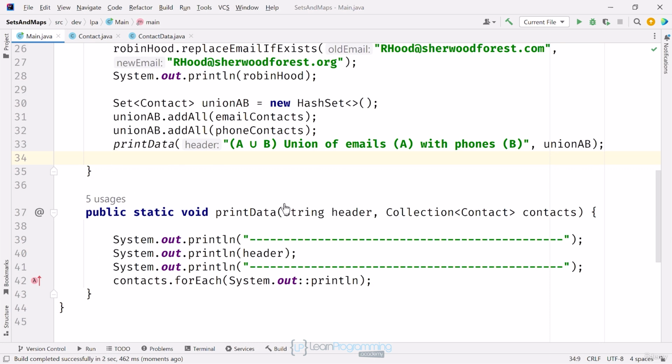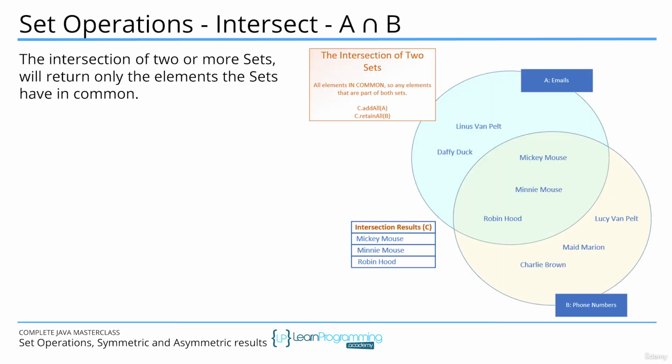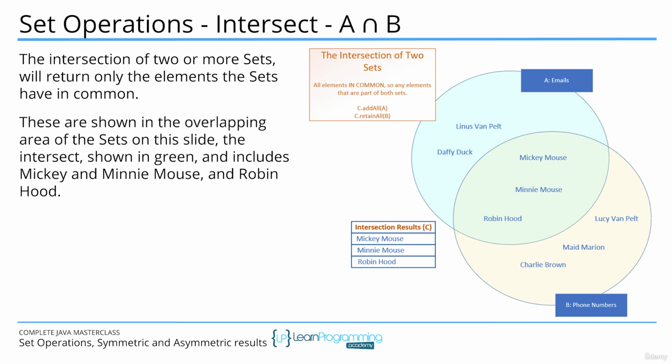But if you ever just need a distinct set of elements from multiple sets, this union operation can give you that information. At this point, it would be nice to know which contacts overlap the sets. This information might allow me to process those records in a different way, perhaps capturing the additional emails and phone numbers, for example. The intersection of two or more sets will return only the elements the sets have in common. These are shown in the overlapping area of the sets on this slide, the intersect, shown in green, and includes Mickey and Minnie Mouse and Robin Hood.